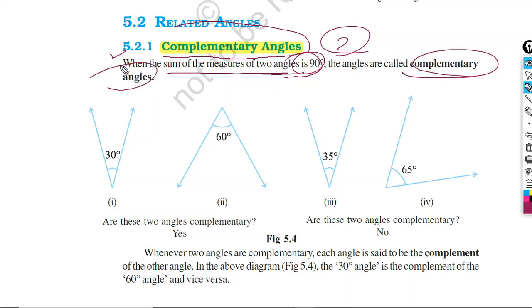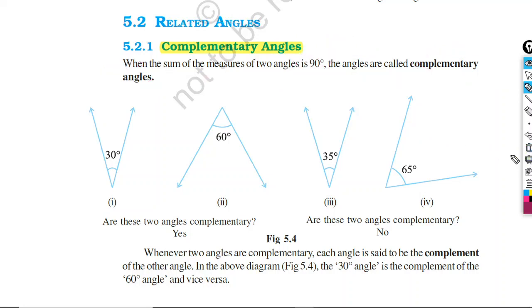When we call two angles complementary, if the sum of the measurement of the two angles is 90 degrees, the angles are called complementary angles. Now you will see some examples.